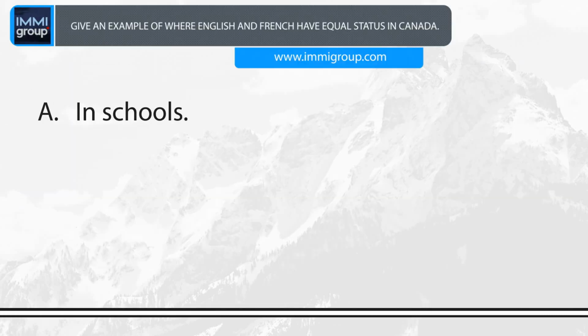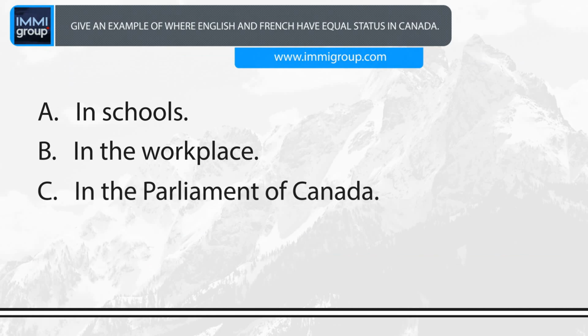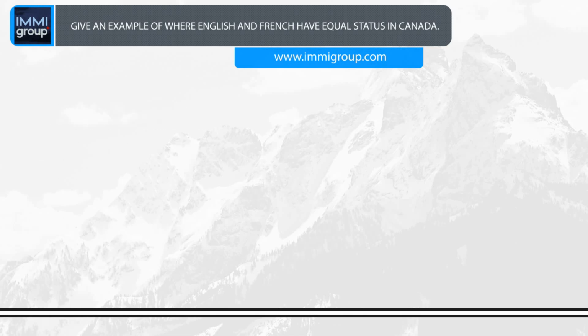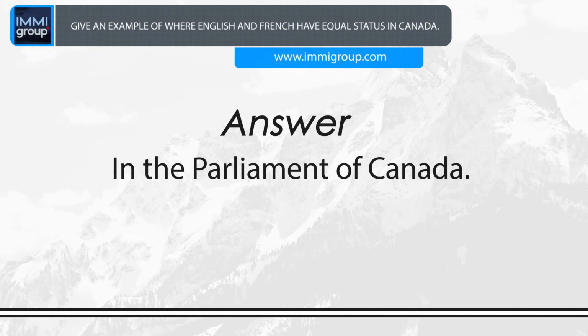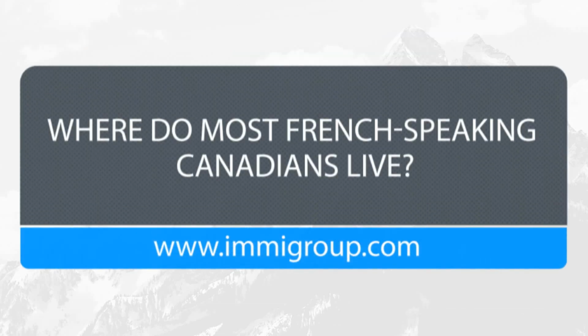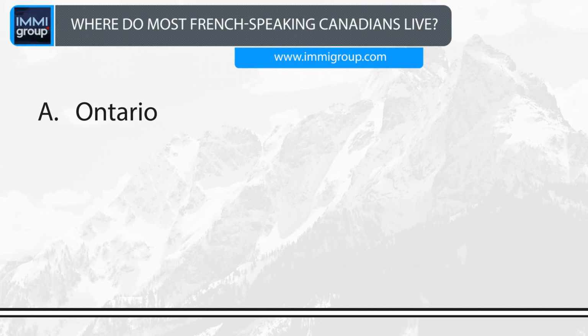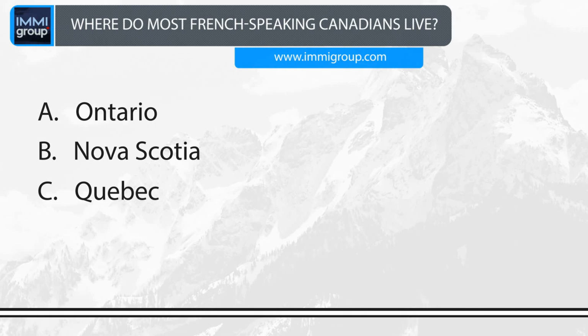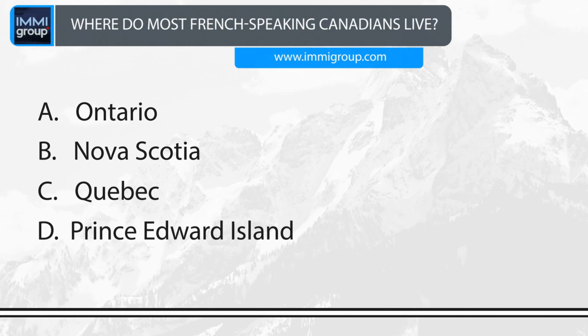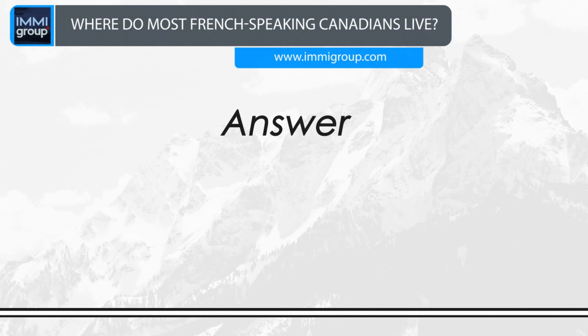A. In schools. B. In the workplace. C. In the Parliament of Canada. D. At City Hall. Answer: In the Parliament of Canada. Where do most French-speaking Canadians live? A. Ontario. B. Nova Scotia. C. Quebec. D. Prince Edward Island. Answer: Quebec.